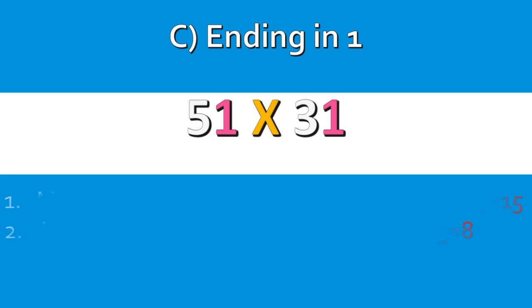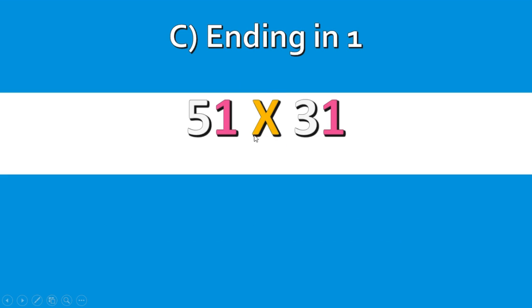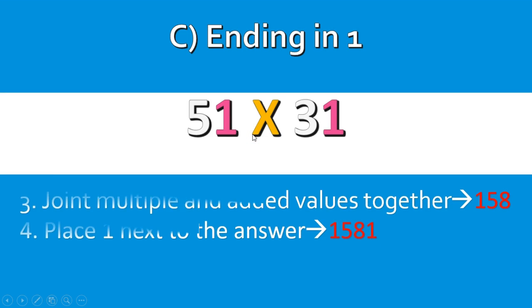First, multiply the numbers other than the ones digit, that is 5 and 3. It would be 15. And add the numbers other than the ones digit. Then you just have to multiply 5 and 3 and add 5 and 3, and that would be 8. So now you have to combine both of them, join the multiplied and added values together, that is I multiplied and got 15 and added 8. Just place 1 on the next digit, that would be the number. If you don't trust me, use a calculator and calculate it.